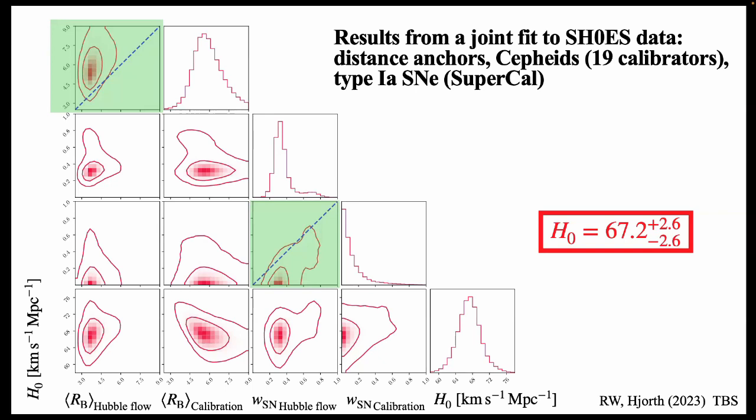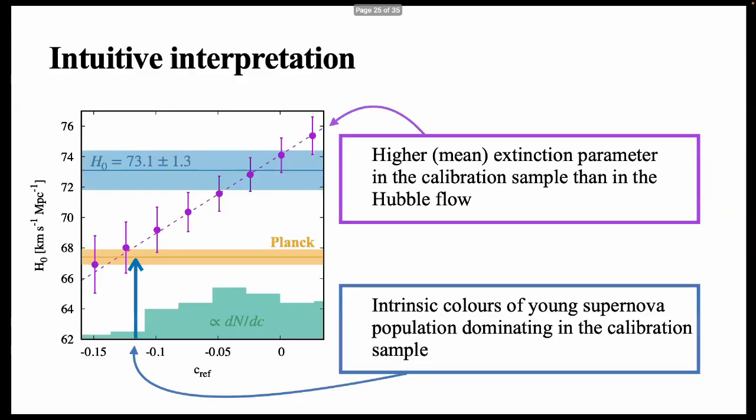67.2, with a larger error, plus minus 2.6. The error is larger because we have more degrees of freedom in our model. We model the mean extinction parameter in the calibration, so this basically contributes to extra errors. There's a very intuitive interpretation, right? So this goes back to, I'm finishing.